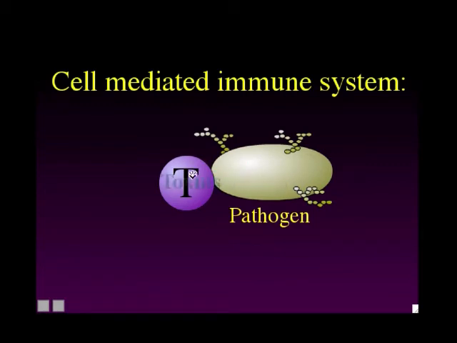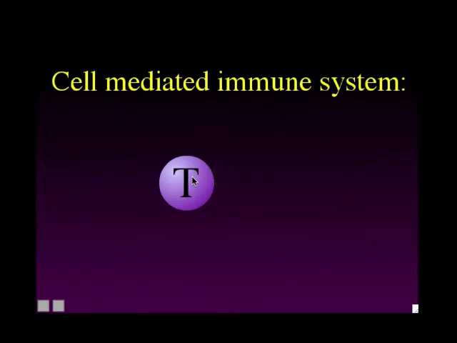Now, notice that this is not phagocytosis. The T cell is not eating the pathogen, it's poisoning the pathogen. All right, so sometimes students confusedly think, well, T cells are phagocytes. They're not. They kill off the pathogens by poisoning them, not eating them.